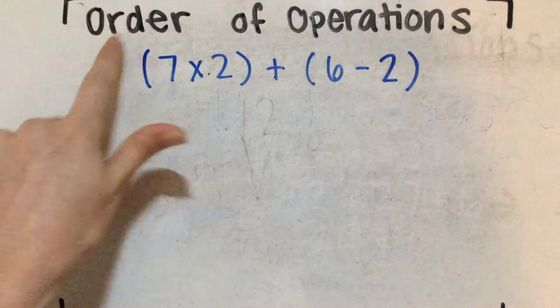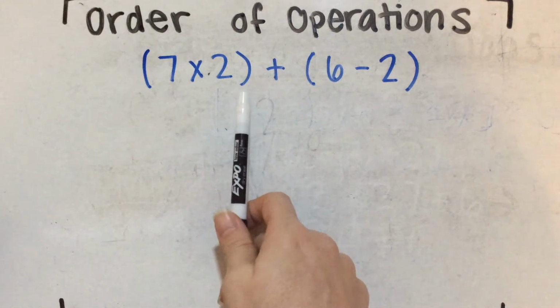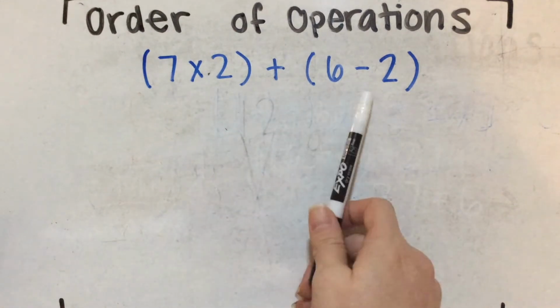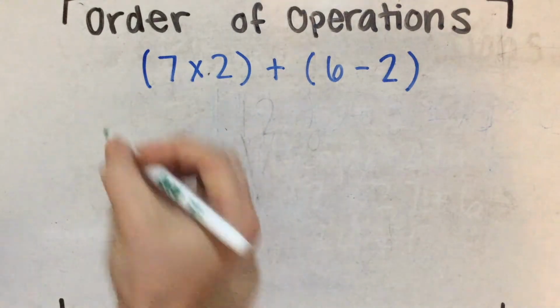So we're going to talk about the order of operations. This is when you see an expression or equation with more than one operation: add, subtract, multiply, or divide. And so we use what's called GEMDAS.